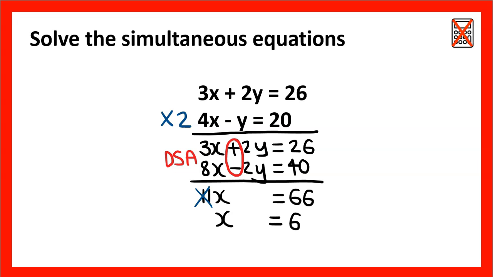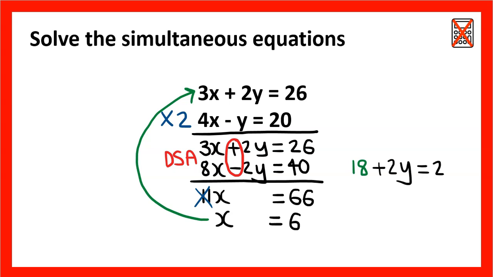Now that we know what x is, we can substitute this back into one of the original equations. Remember, I always like to go for the one which has a positive in front of the term that you're trying to find. This will make it easier to solve. So substituting x equals 6 into this first equation, we've got 3 lots of x, 3 lots of 6 is 18, plus 2y is equal to 26. Subtract 18 from both sides, 2y is equal to 8. And then divide by 2 on both sides, so y would be equal to 4. And our final answer, x equals 6, y equals 4.